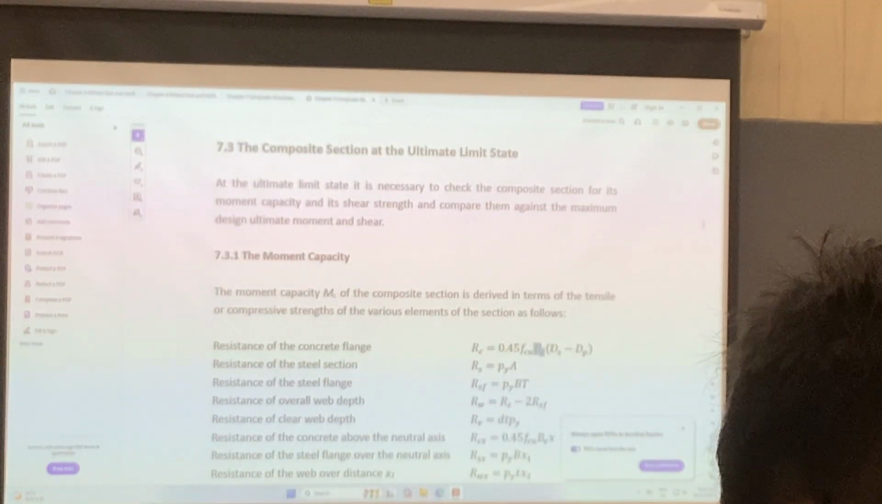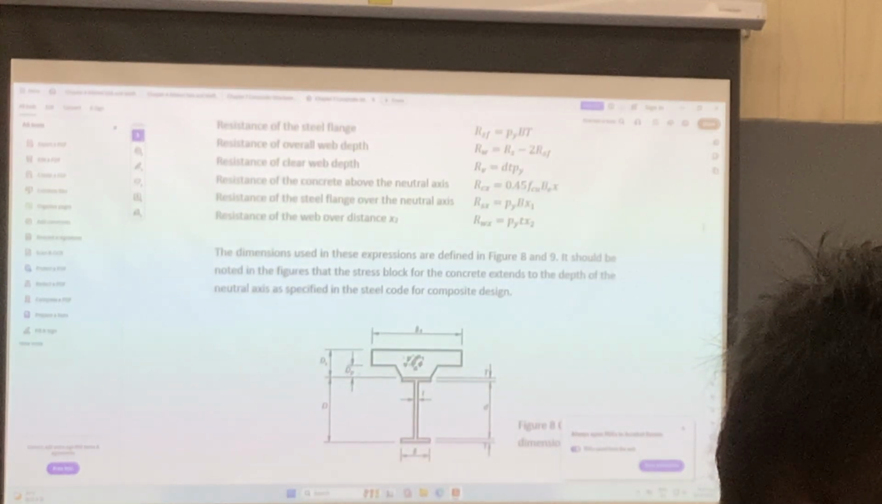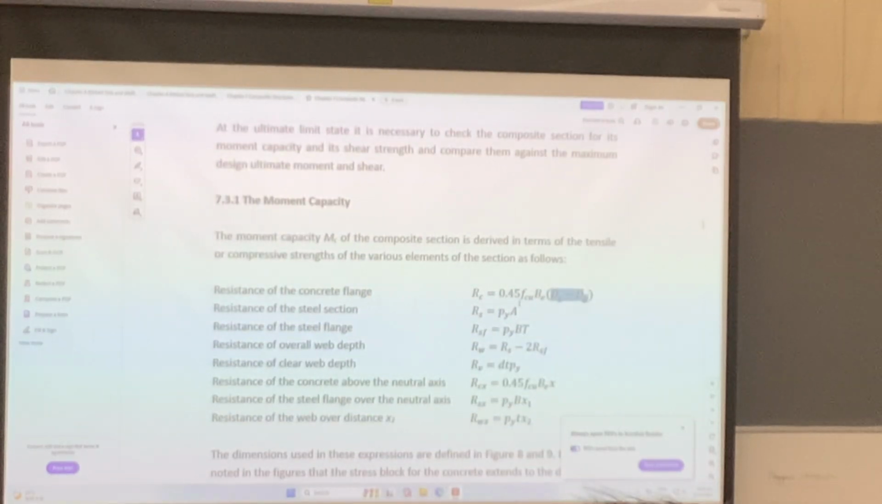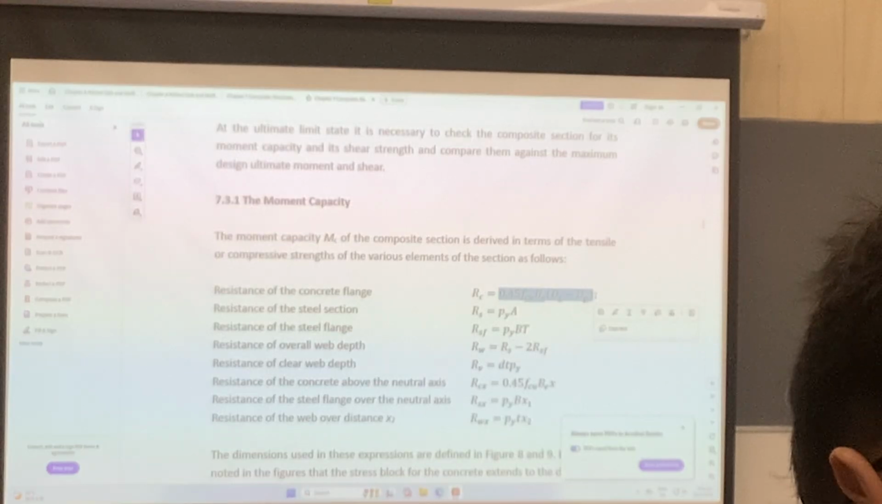And then times ds minus dp. ds is the depth of the slab, and the depth of the trough is actually dp. So we just consider the concrete on the top part. 即係話咧，我想睇下個 concrete 受個 compression force 係幾多？0.45 FCU times BE and times ds minus dp. So this is the compression force in the concrete.